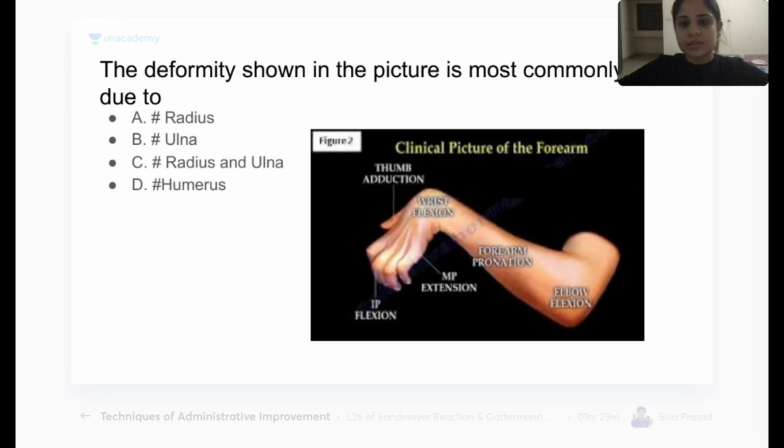The deformity shown in this picture is most commonly seen due to fracture radius, fracture ulna, fracture radius and ulna, fracture humerus.